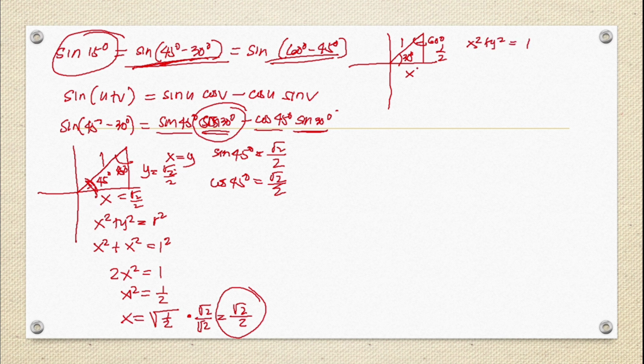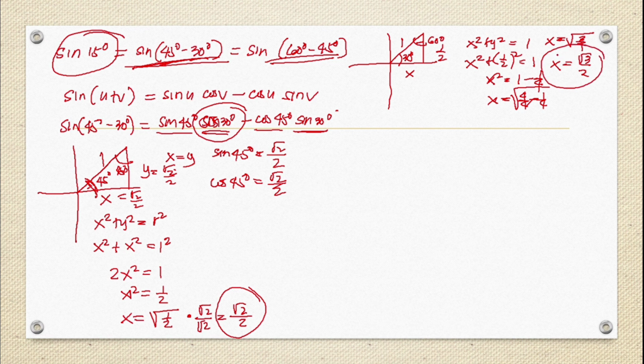Again, the side opposite the 30 degree angle is equal to 1/2 of the hypotenuse. So we have x squared plus (1/2) squared is equal to 1 squared. So x squared is equal to 1 minus 1/4, because 2 squared is equal to 4. So x is equal to the square root of 4/4 minus 1/4. Our x here is equal to the square root of 3 over 4, or x is equal to the square root of 3 over 2. So this is the value for our x, the square root of 3 over 2.